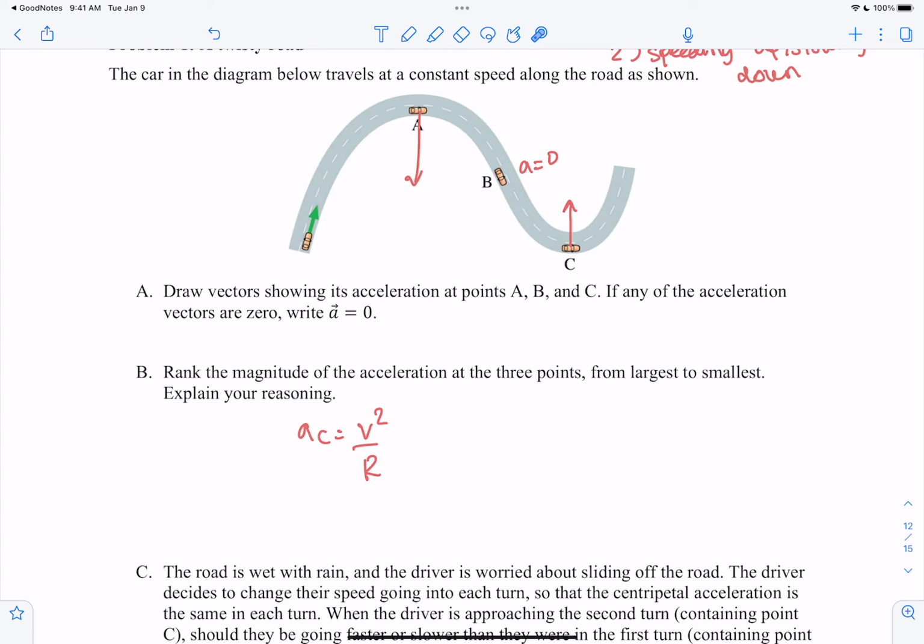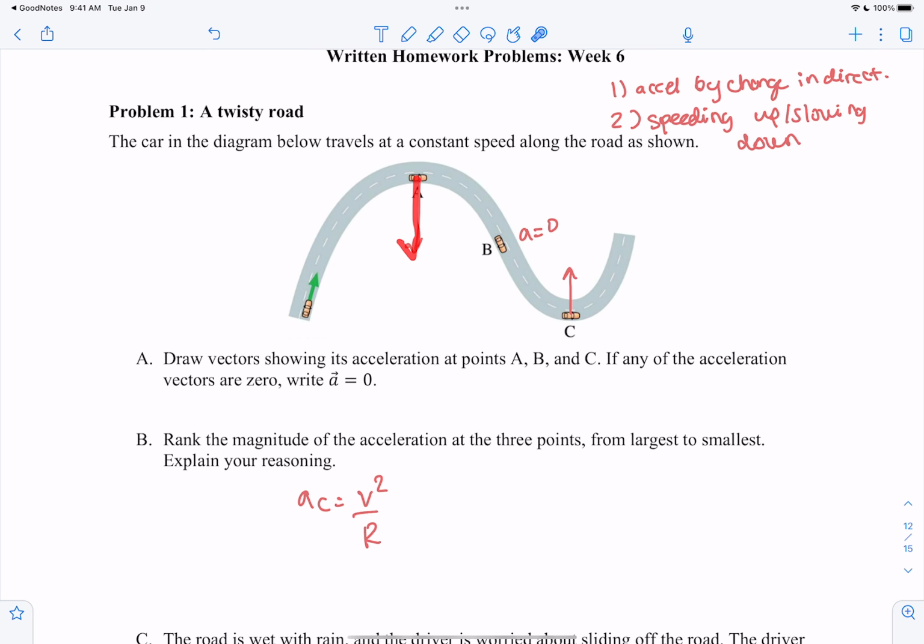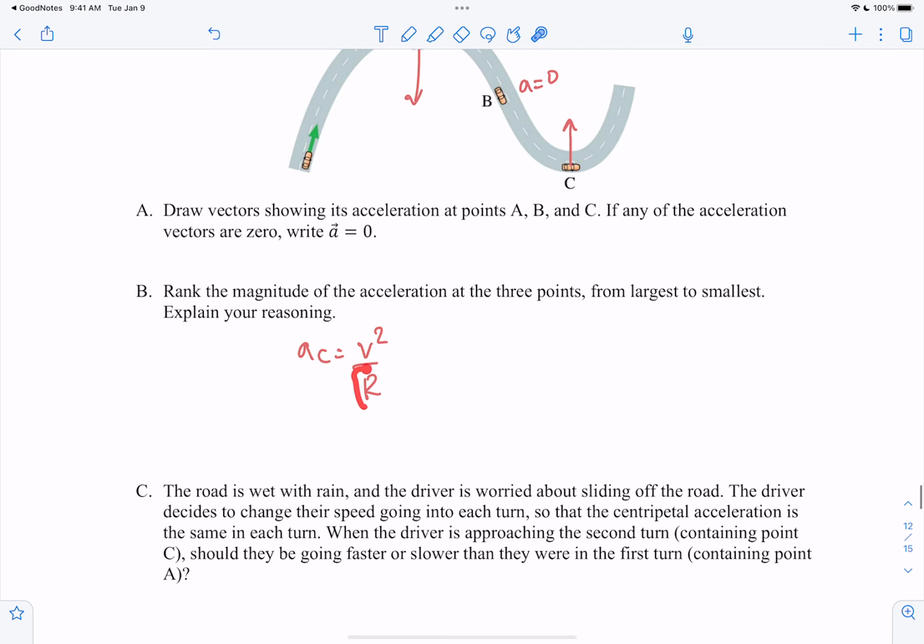If you have one radius bigger than the other, that's going to cause a difference in the acceleration. So which one has the larger radius? It would have to be at point A, because this radius is a lot bigger, this curvature is a lot wider. It's a less sharp turn as opposed to this one. So if the radius is bigger here, what does that do to the acceleration magnitude? Yeah, it makes it smaller.